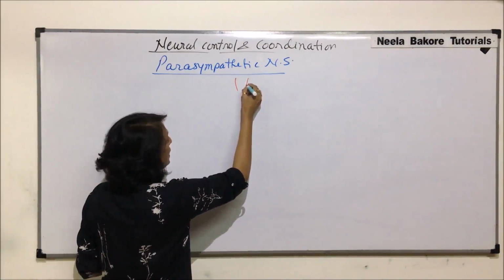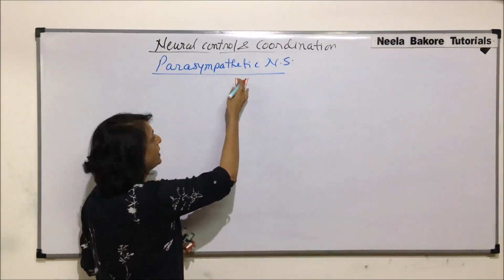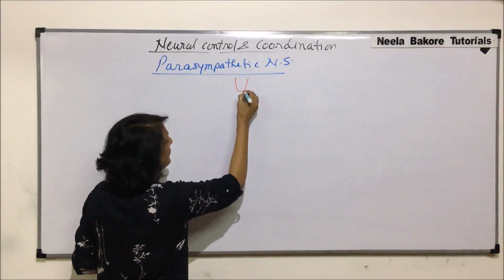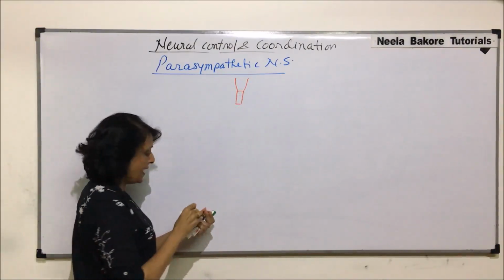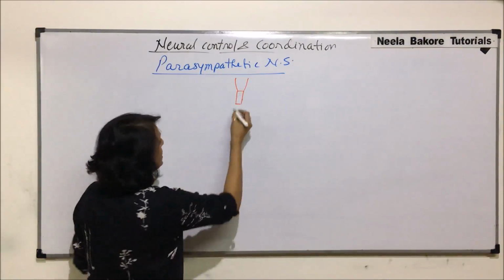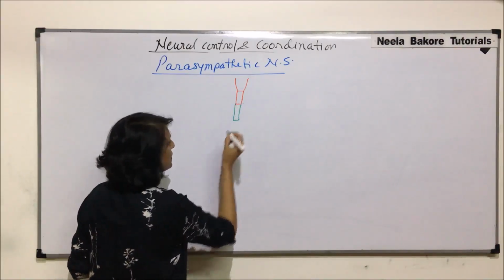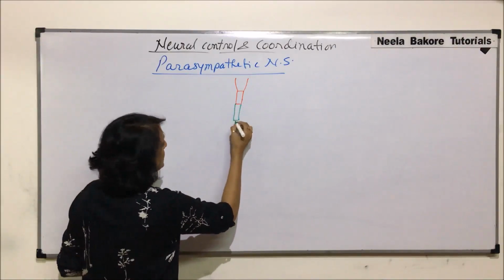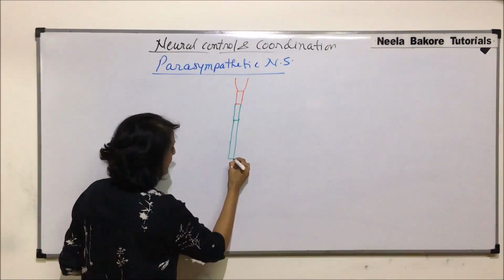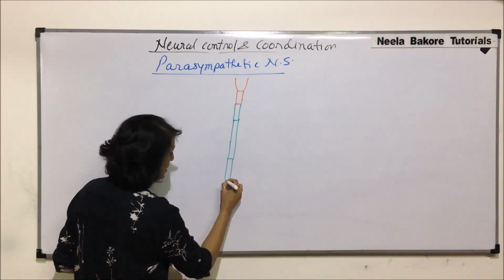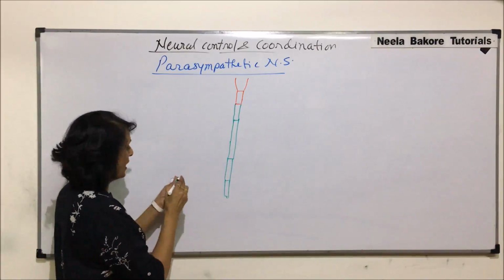This is the brain stem. We can call it midbrain or brain stem here. Then the medulla part, and then the spinal cord. Spinal cord, again, we'll draw the same parts as we made in case of sympathetic, that is the cervical region, then thoracic region, lumbar region, and sacral region. So let us label this.